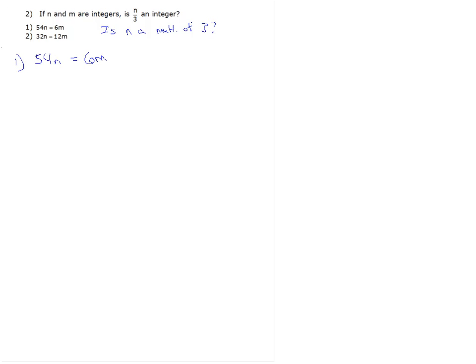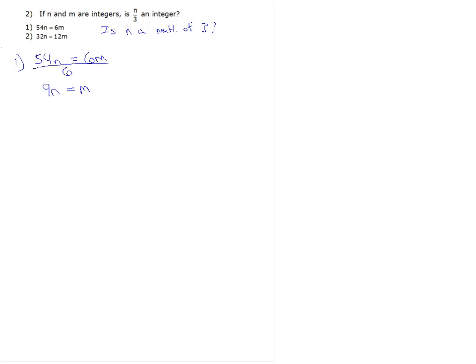So first and foremost, we look at statement 1. Well, in statement 1, I see that I can divide both sides by 6. And when I divide both sides by 6, I get 9n equals m. Now keep in mind, n and m are integers.